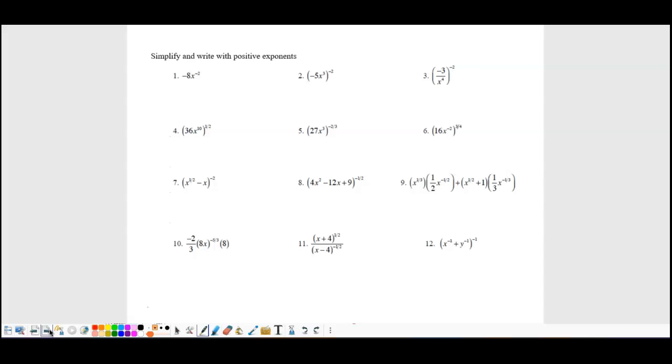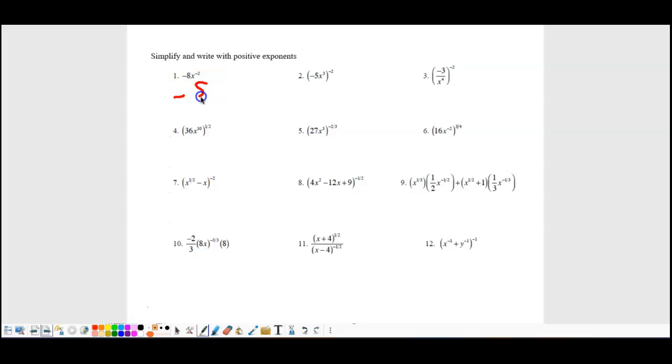So having attained that knowledge and reminders of all of those rules, let's apply them to some practice problems. So you have -8 x to the -2. We want to simplify this in a way that has no negative exponents in our problem, and all variables conform to a single variable if possible.